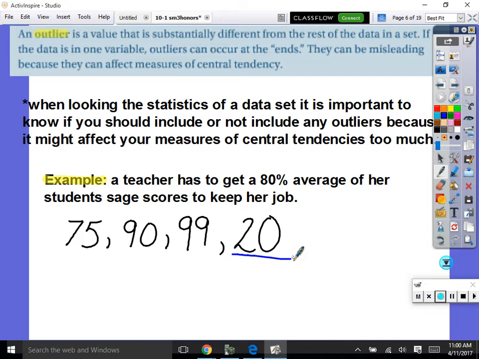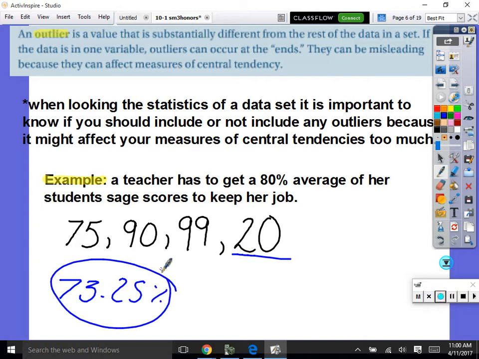Now, because of that outlier, should this teacher lose her job? Let's see if she meets the average. Here we go. Add it up for me. 75. We're finding the mean. 75 plus 90 plus 99 plus 20 divided by 4. 73.25 is my average. So this teacher loses her job.